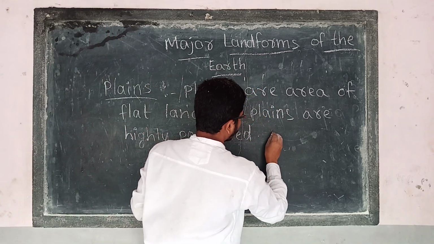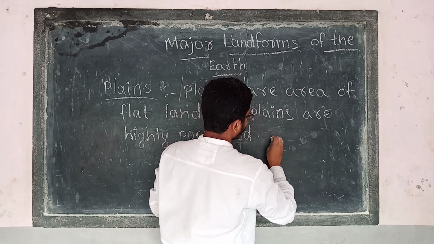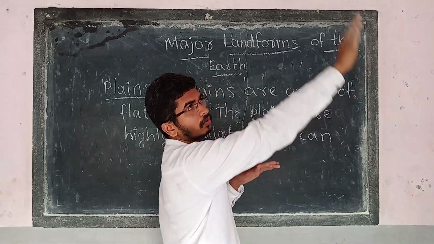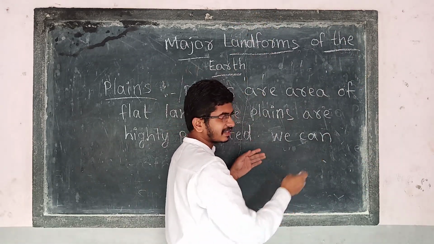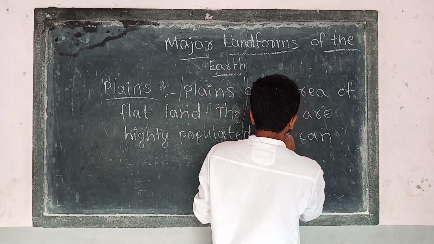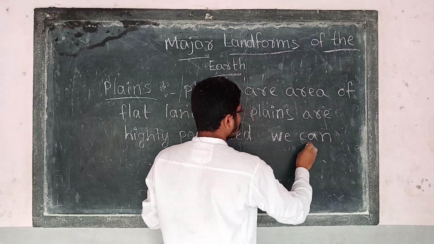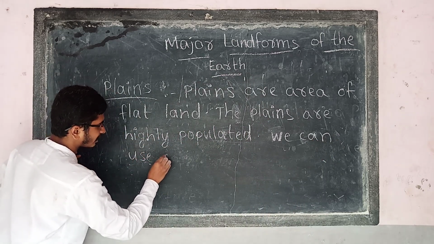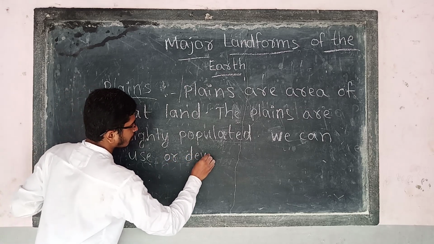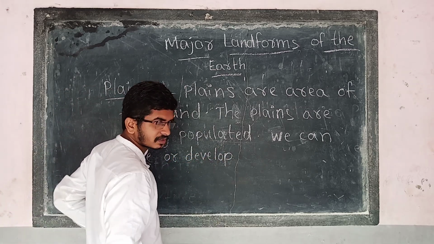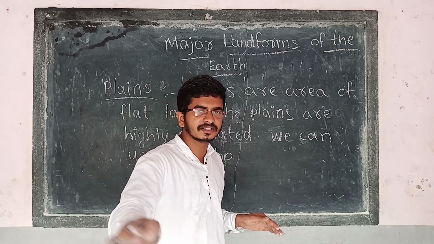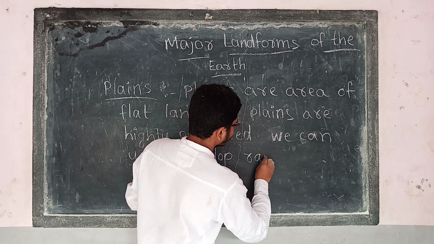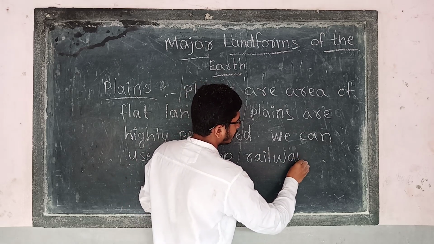So here on the plains, what will happen? We can develop roads, roadways, railways. We can't build roadways and railways on the mountains like that. So here it is easy to transport. For transport also, plains are easy. So we can use or develop roadways. Many roads are there on the plains. You have seen also railways, roadways.